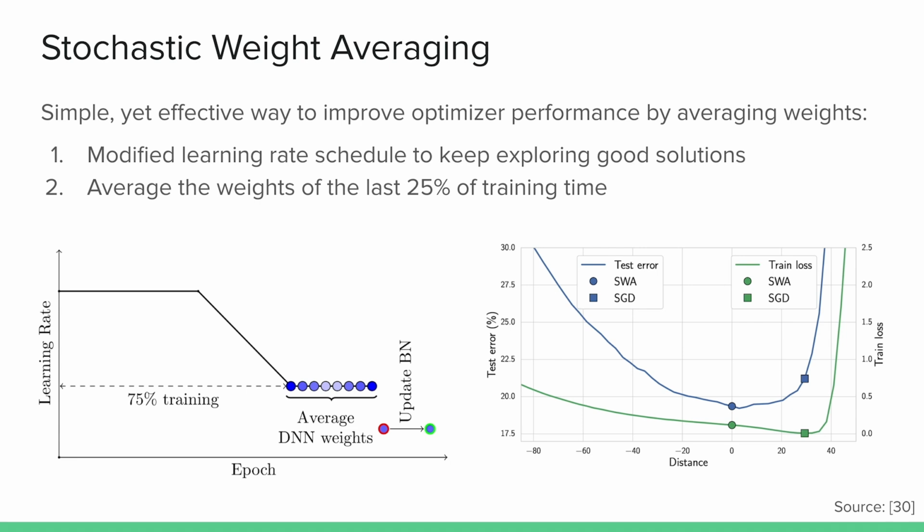And stochastic weight averaging works in tandem with any other optimizer, because you just perform stochastic gradient descent as you would before, but you just keep track of those weights and average them in the end. So it's a very simple yet effective way how you can potentially improve the performance of your neural network even further.